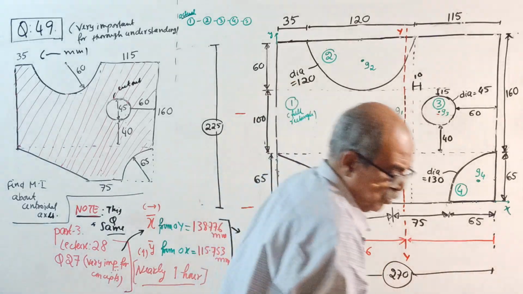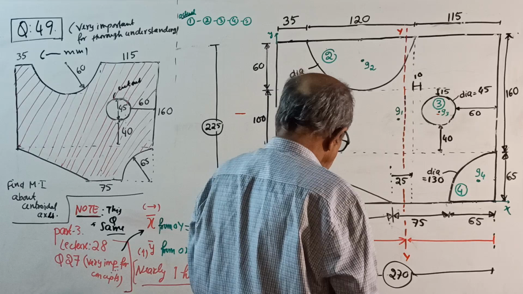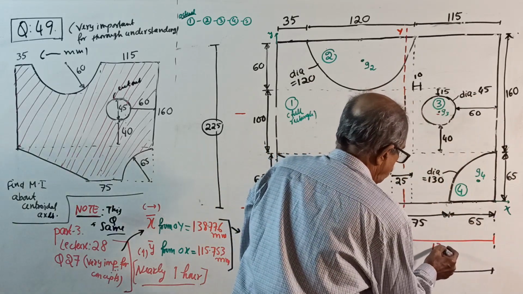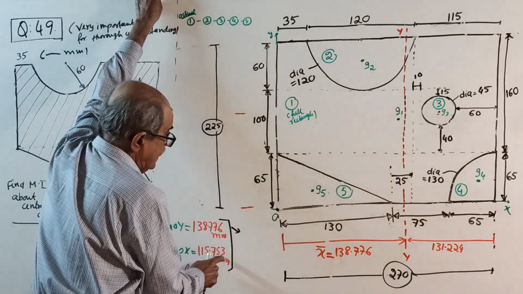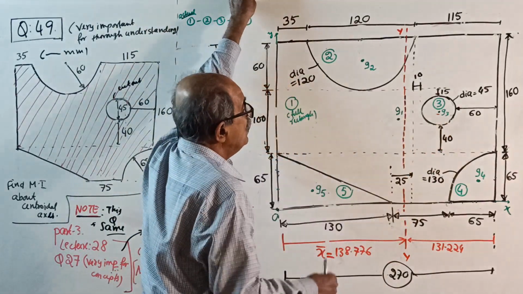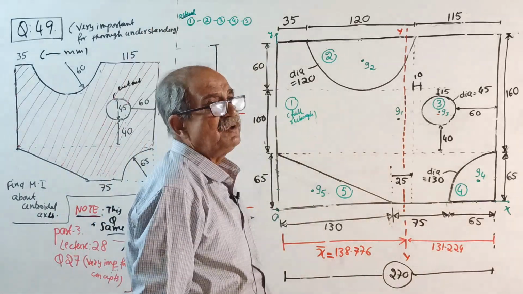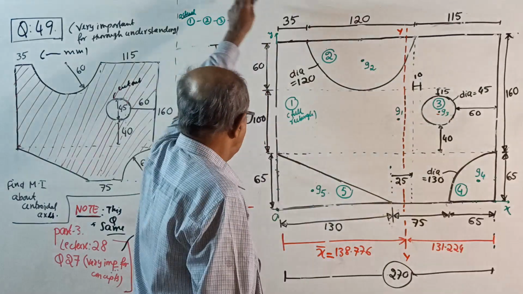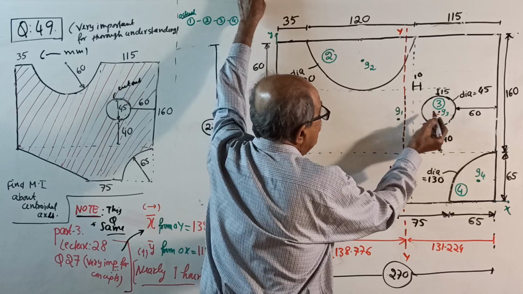See what is the distance from here. How to get it? From total 270, subtract 138.776, which is 131.224. This will be 131.224. Then Y bar is 115.753. Furthermore, 65 plus 40 is 105, furthermore 105, this is 225. From here to this center is 225 by 2, which is 112.5 from here, but we got 115.753. So it is slightly above this centroid, but before this centroid.